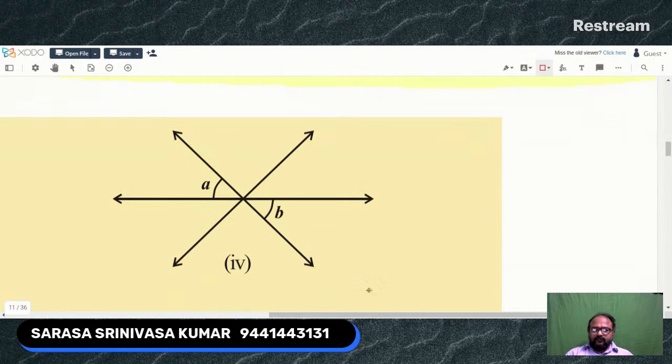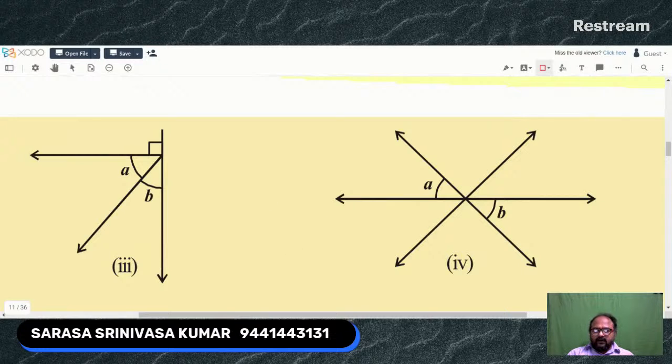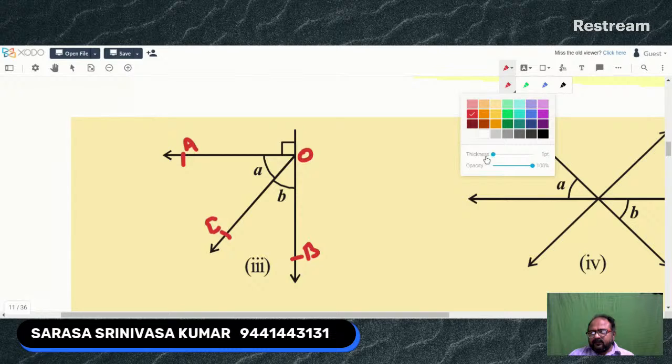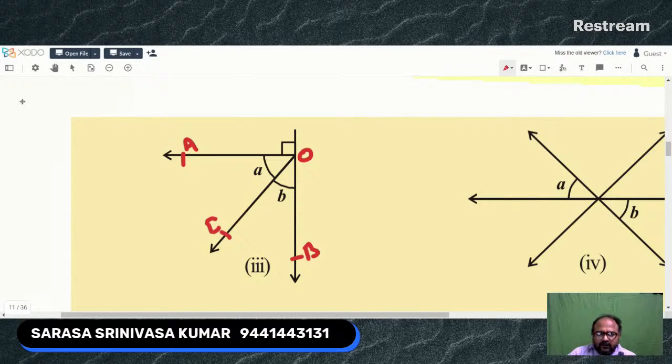Now, let us consider another diagram. Here, in the third diagram, we have the common vertex O, and this is A, C, and B. What is the common vertex here? Here, O is the common vertex.